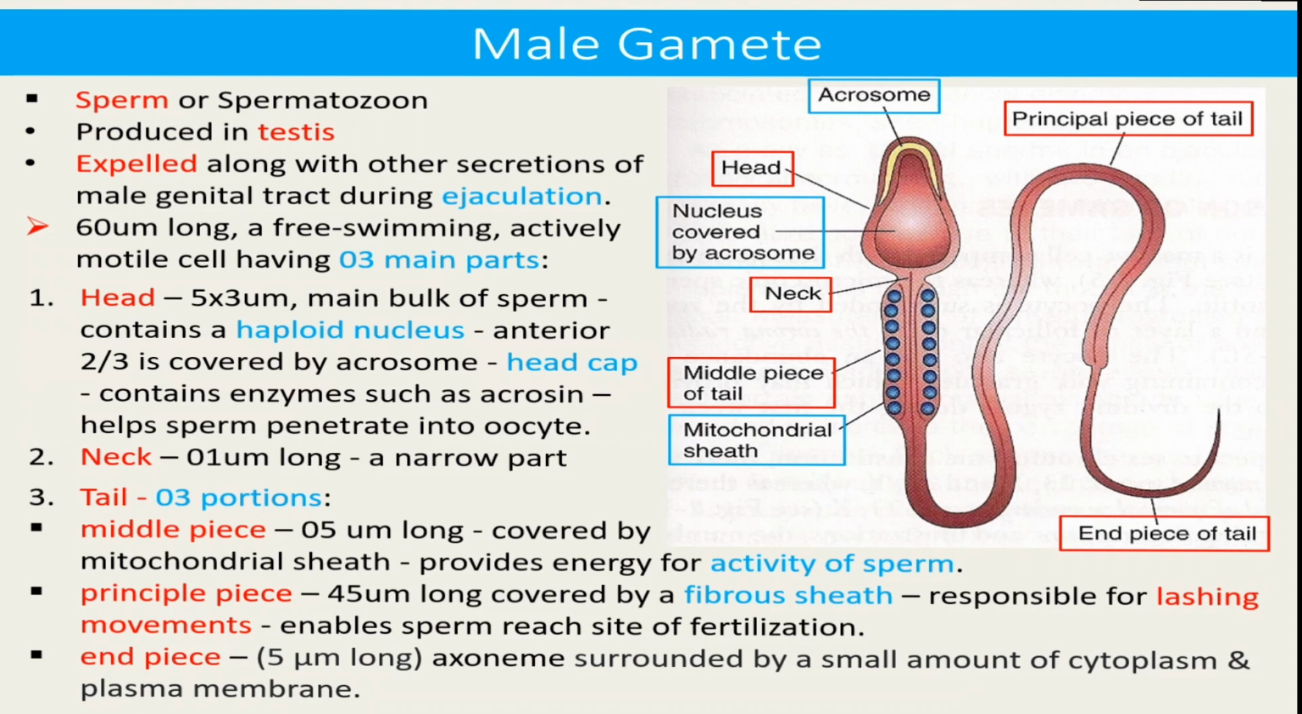Then is the end piece, which is roughly 5 micrometers long and is an axoneme surrounded by a small amount of cytoplasm and plasma membrane.